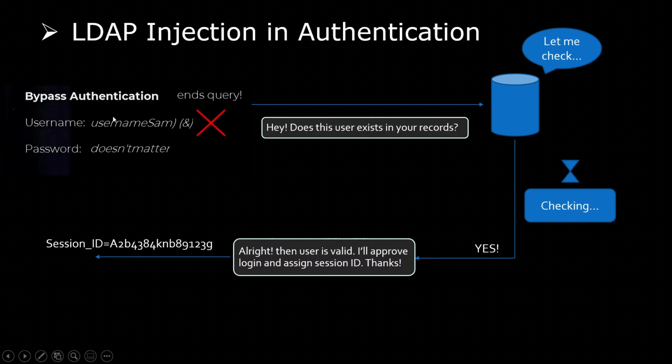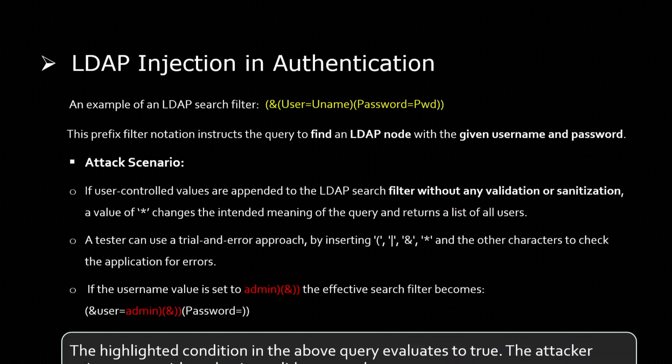So how does it work? To bypass authentication, this is your valid username, and you close the bracket, you open a bracket, and then you close it again. Now, what is the meaning of it? The search filter will become like this. I'll tell you how. When you submit this, there will be a search filter.